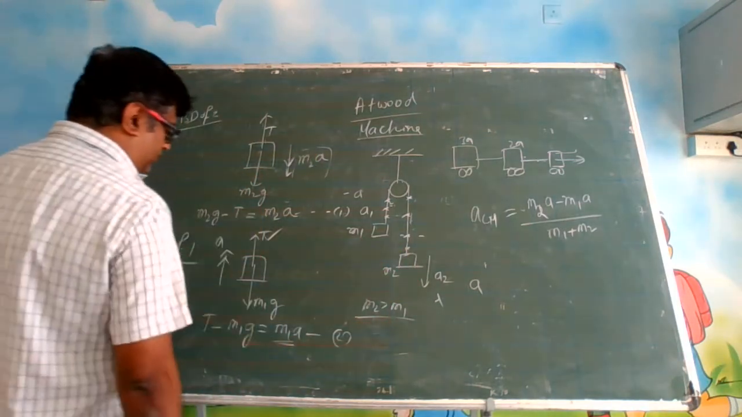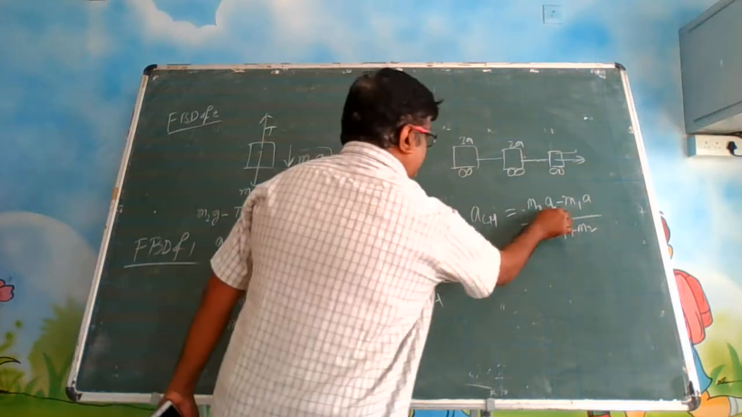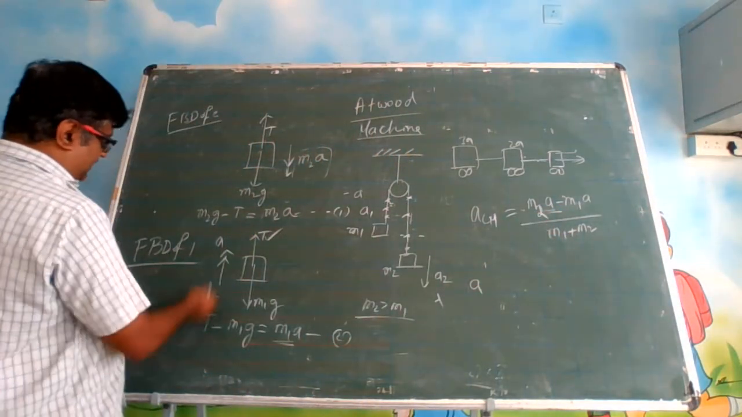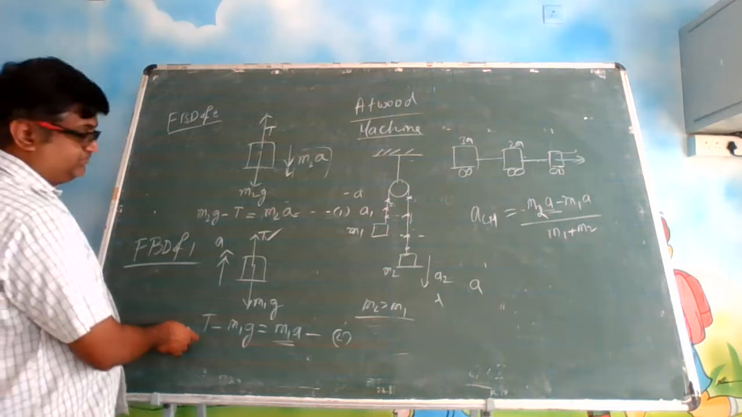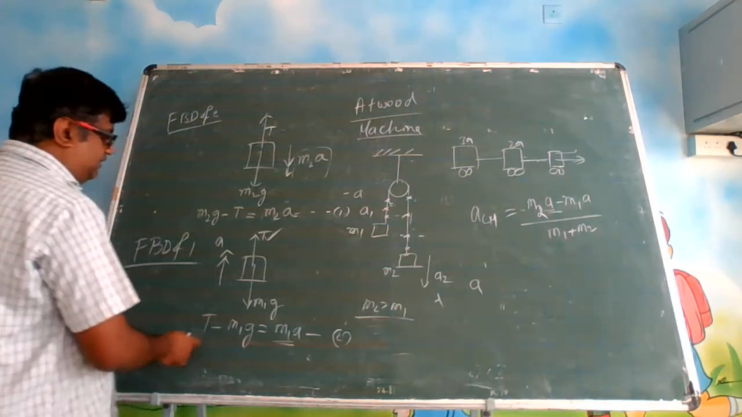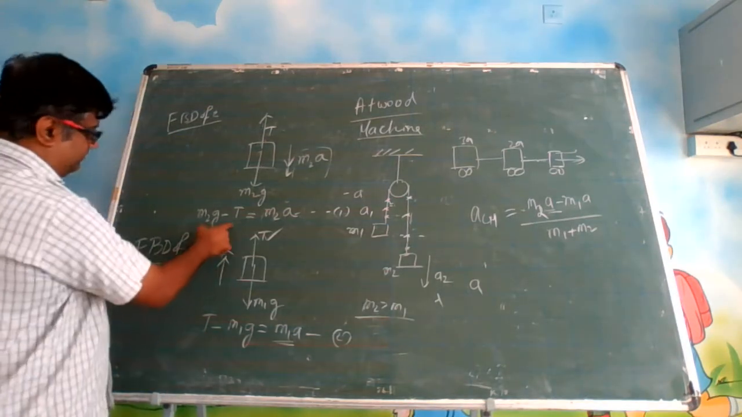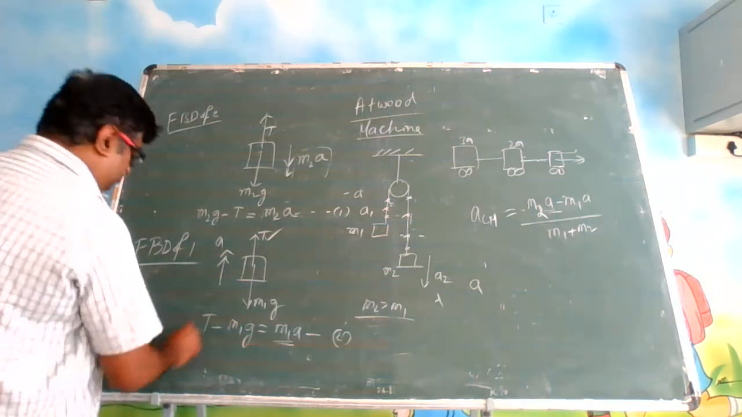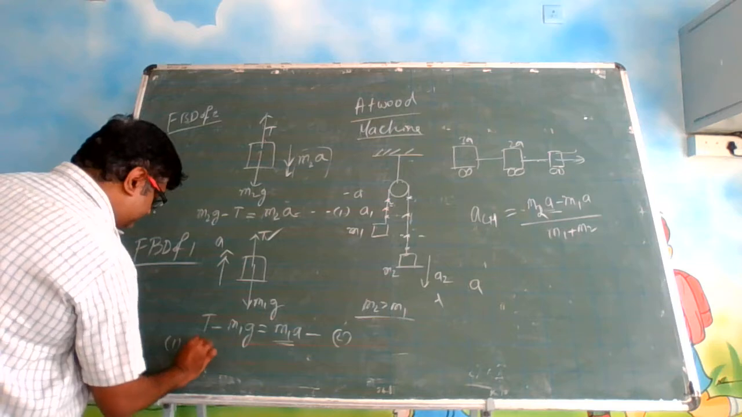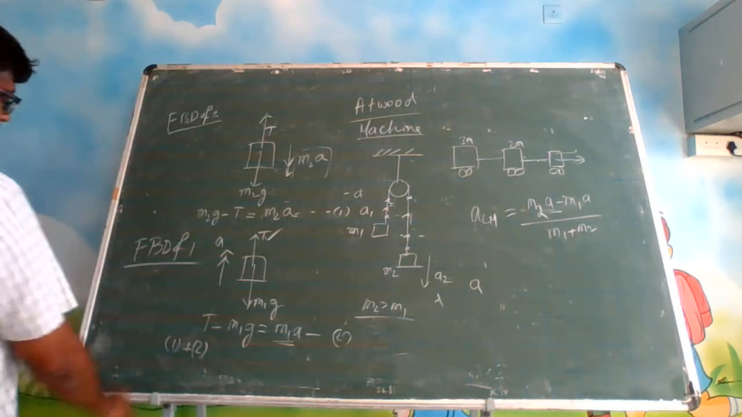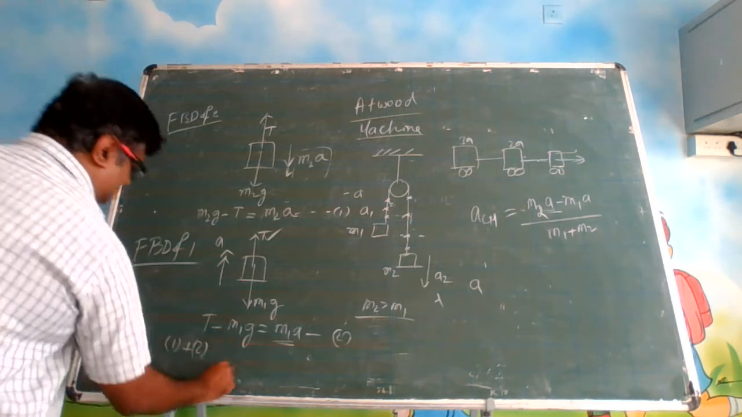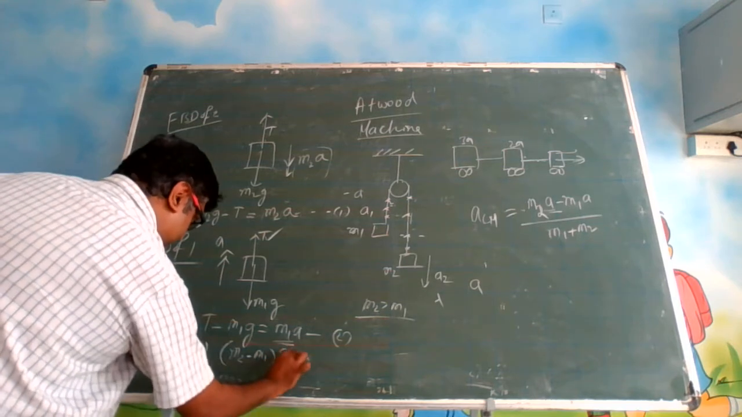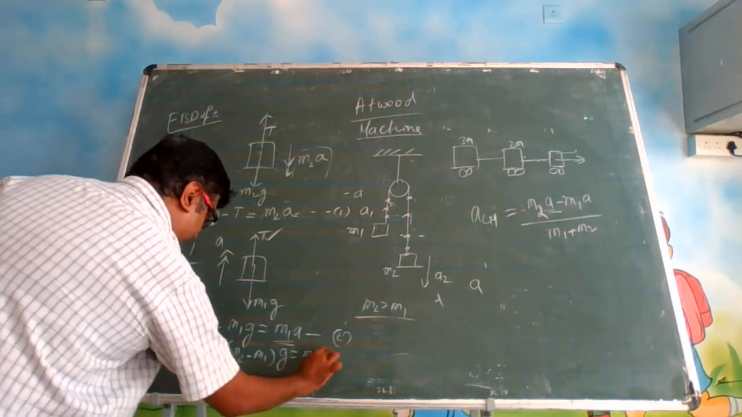And what are we trying to find out? We are trying to find out this acceleration value. So can I get this acceleration value here? I need to eliminate T. So if I have to eliminate T, add these two equations, T will be cancelled out. So 1 plus 2. What are you going to get? M2 minus M1 G is equal to M1A.